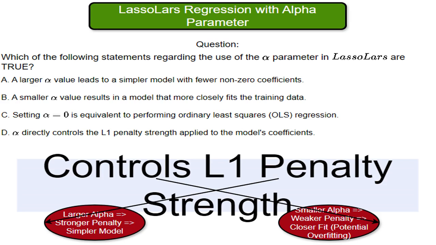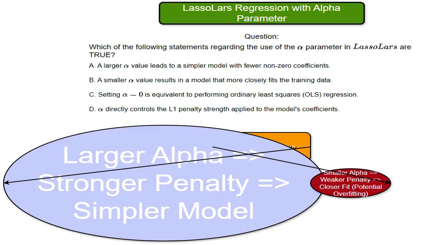Pretty cool, huh? A larger alpha cranks up the L1 penalty. This forces many coefficients to become exactly zero. The result? A simpler model with fewer features actively influencing the predictions. It's like a Marie Kondo method for coefficients.